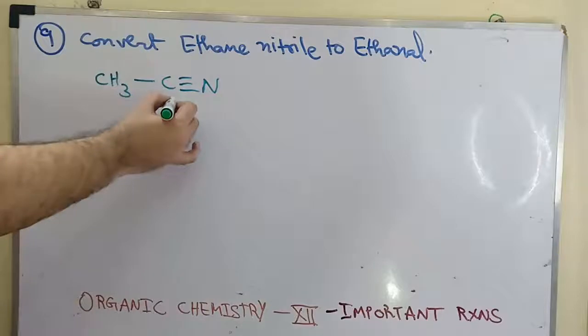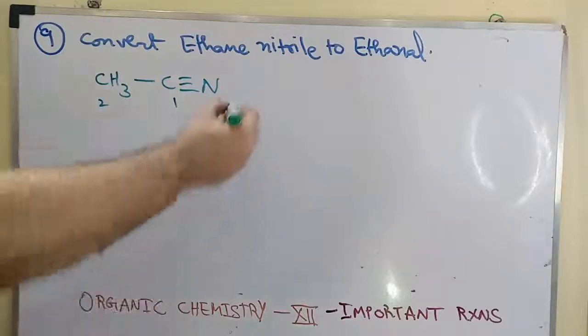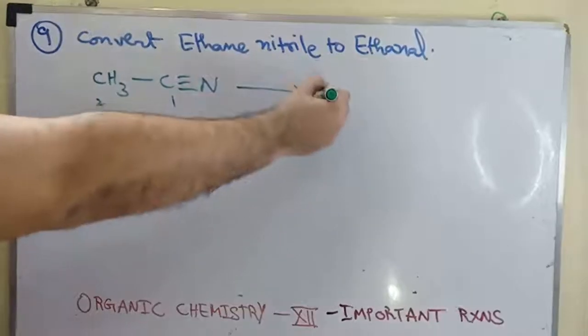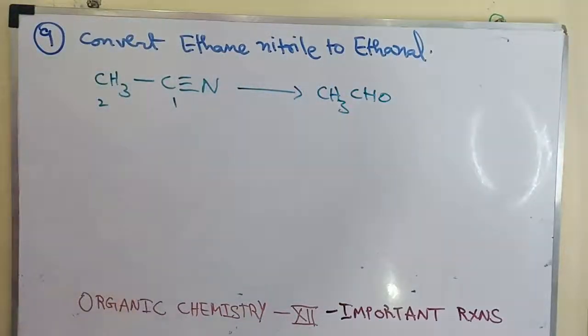So that is 1, 2. We'll number the carbon which is connected to the cyanide group, if it is there. Hopefully you know the rules. So that's 1 and 2. So that's ethane nitrile to ethanal. What is ethanal? That is what we have seen earlier, that is CH3CHO. So that is what we need to achieve. This is achieved by a reagent called DIBAL-H.